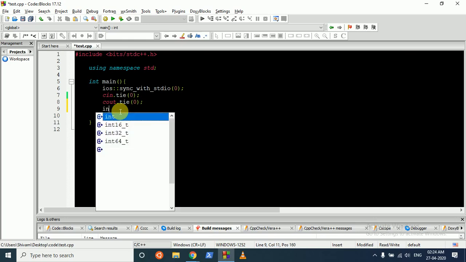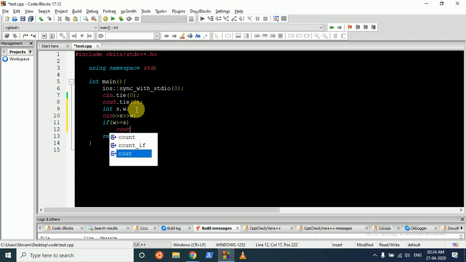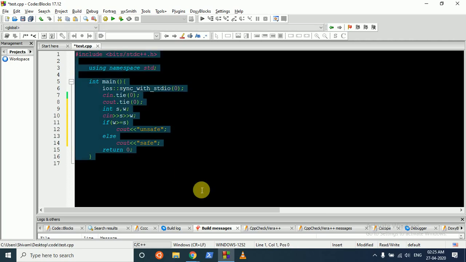So what we can directly do is input sheep and wolves, and we can easily check if wolves is greater than or equal to sheep, then it is unsafe. Else, it is safe. Let's directly submit it.